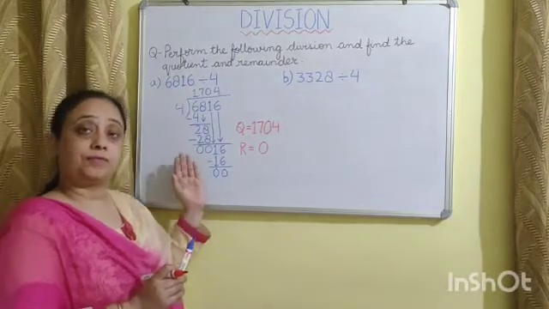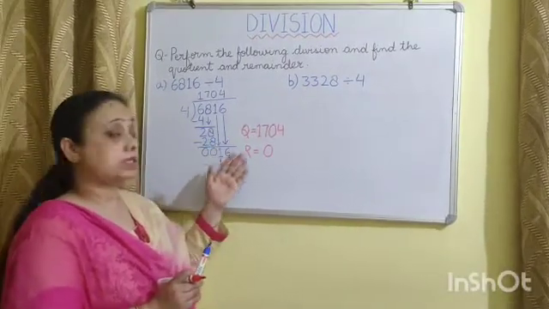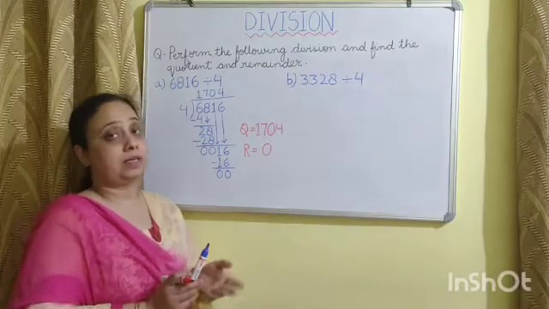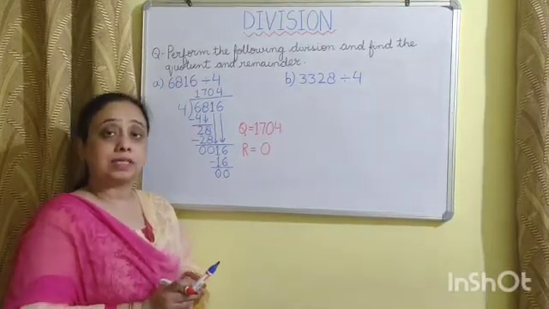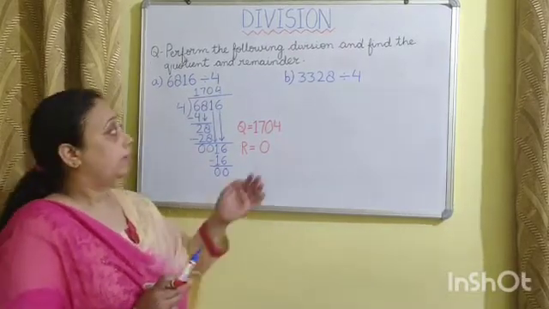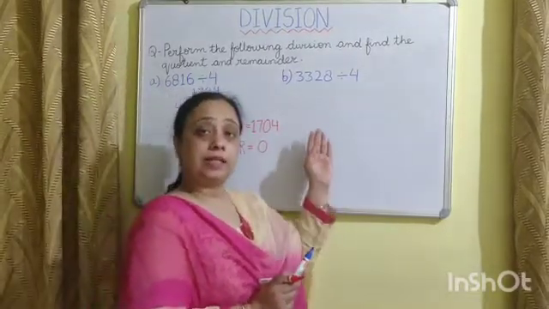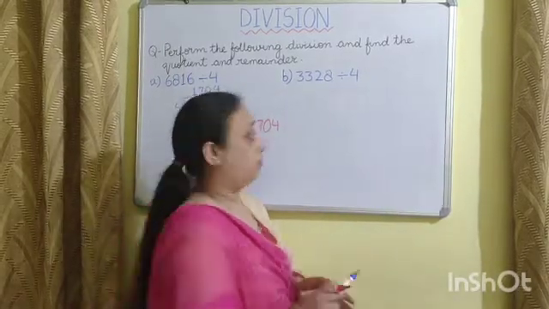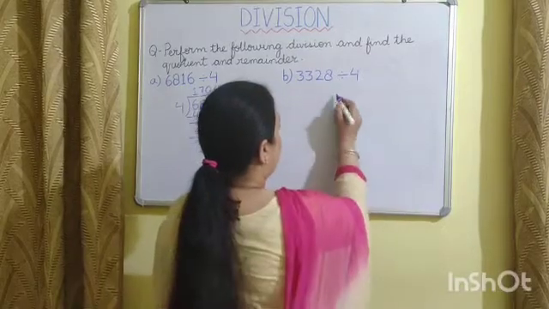So the 4-digit number division is similar to the division of 3-digit numbers and the division of 2-digit numbers. It is just that the number of steps are increased over here. Next, we have to divide 3328 by 4. So, we'll draw the sign.